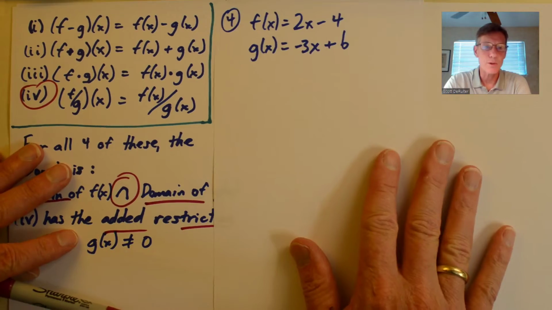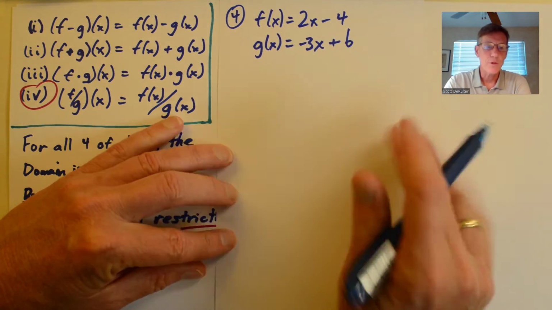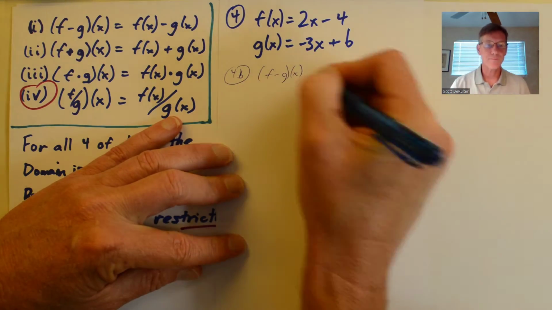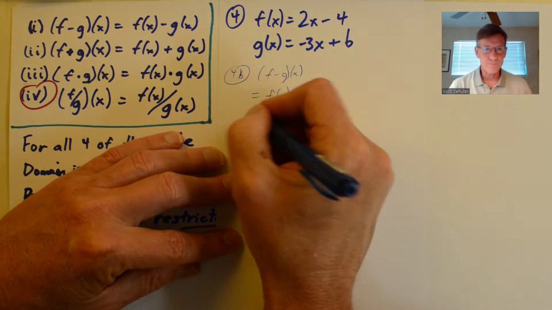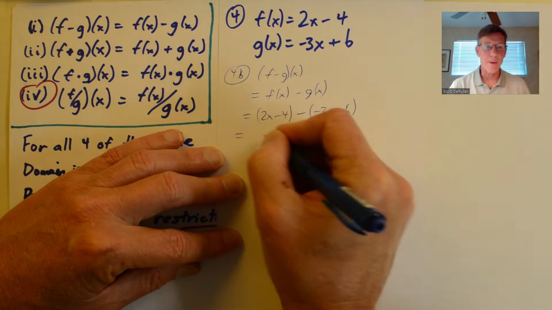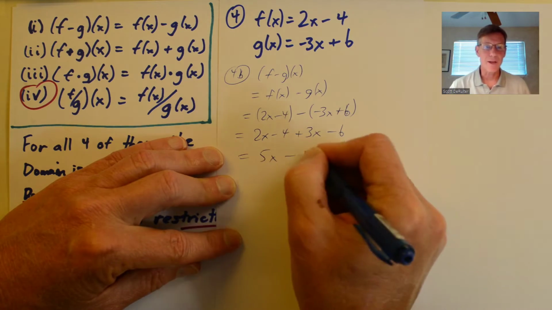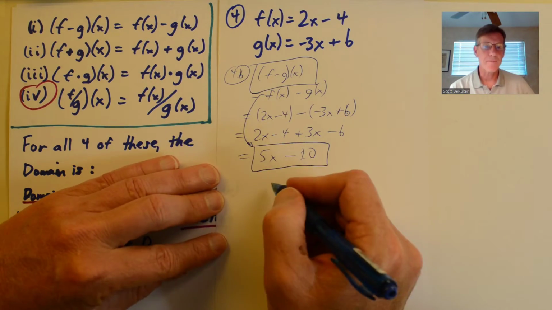So here's an example with two different functions, f of x and g of x. And if we do 4b, we're going to find the difference of those two functions. And you can just write them out. Subtract g from f, use the distributive property with that minus sign, simplify, and we get 5x minus 10. So that's f minus g of x simplified.